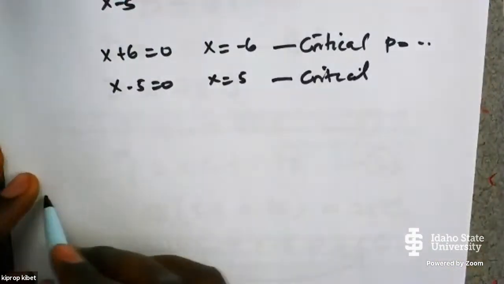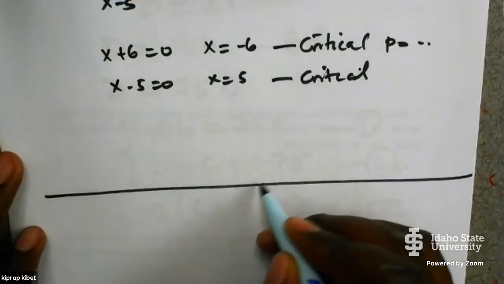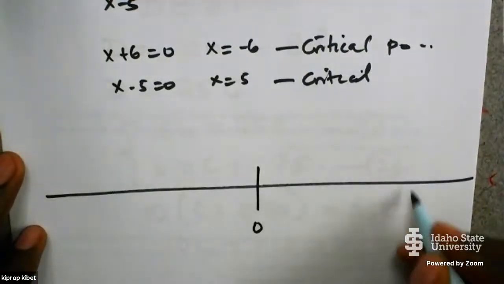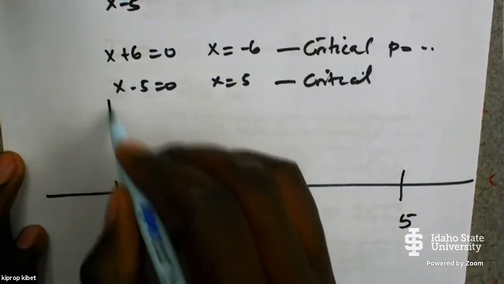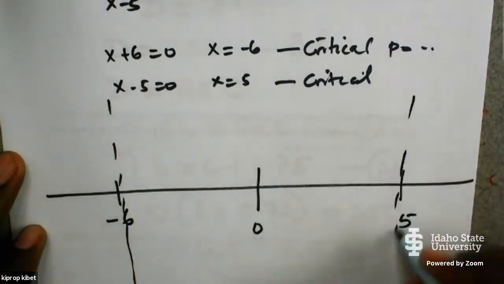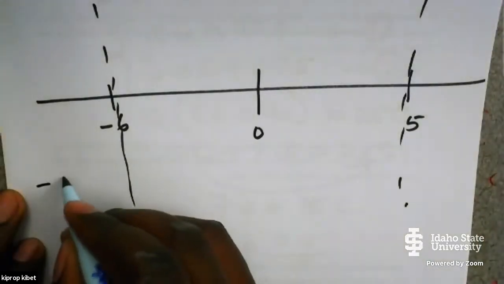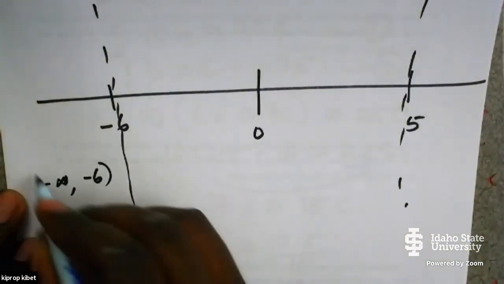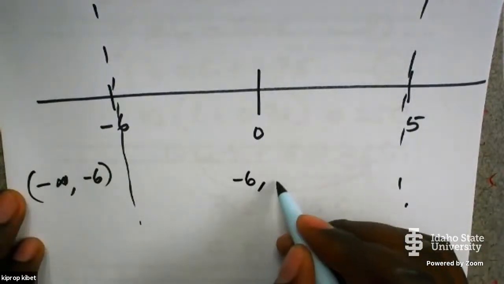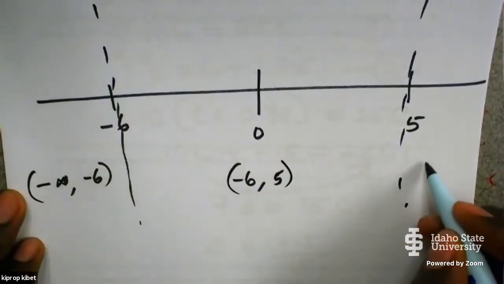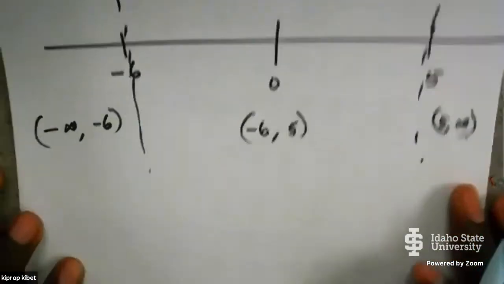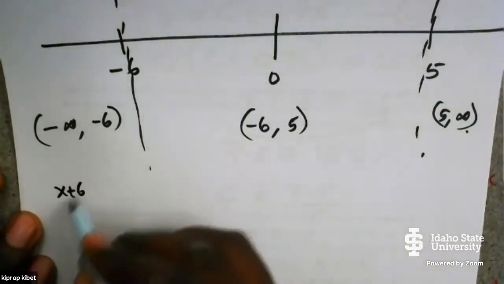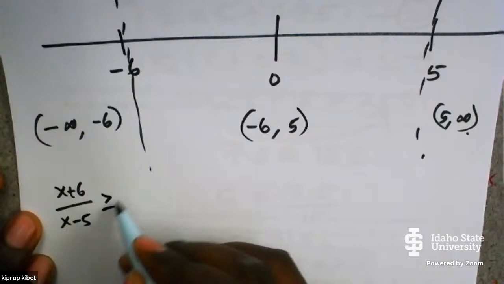So we come to the Cartesian plane. We have 0 there. Let's put 5 here, then here minus 6. So we have the levels there. At this region, we have minus infinity, minus 6. We have minus 6, 5. Then we have 5 and infinity. Okay, let's try: x plus 6 all over x minus 5 greater or equal to 0.